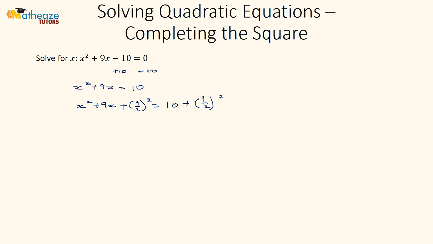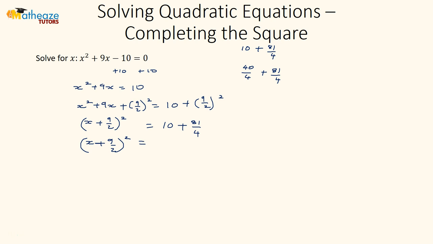So we now have (x + 9/2)² = 10 + 81/4. So let's do that here. 10 + 81/4 is the same as 40/4 + 81/4. So we have (x + 9/2)² equal to 121/4.